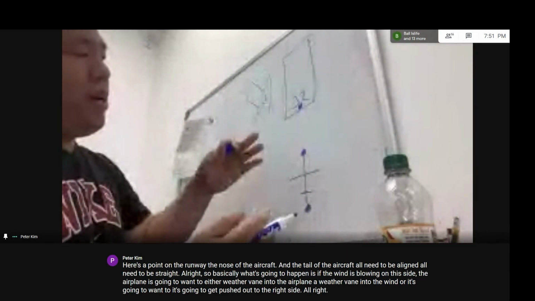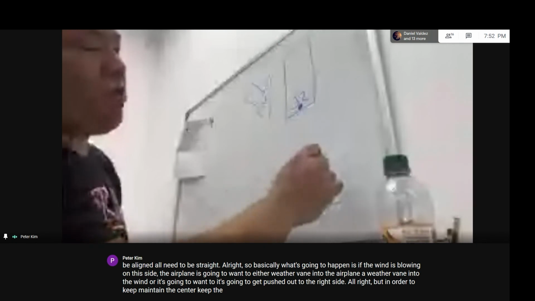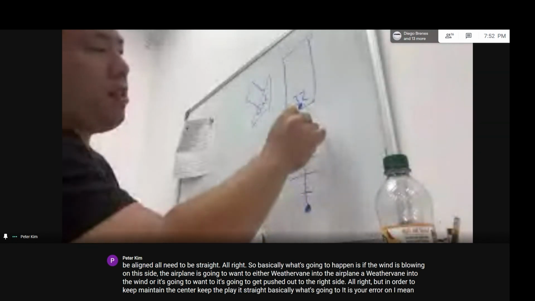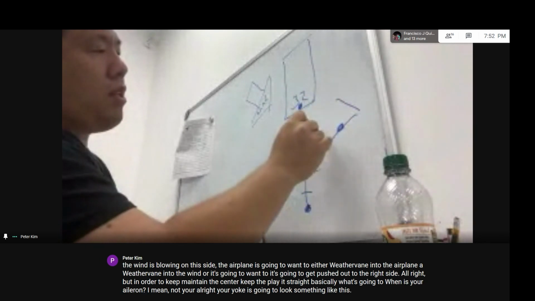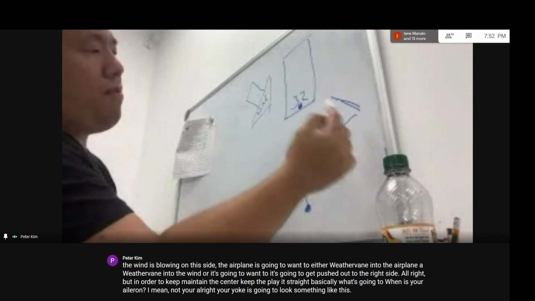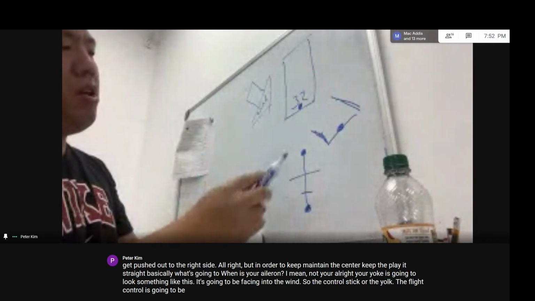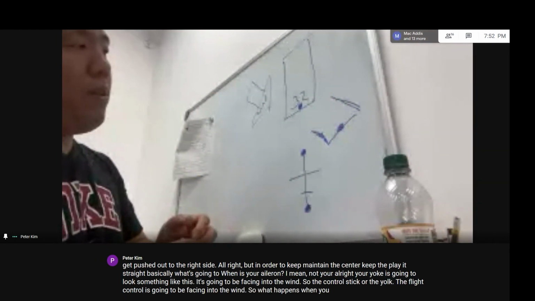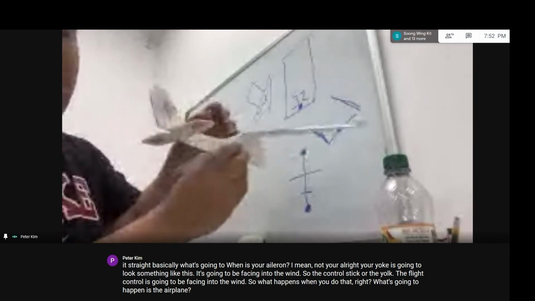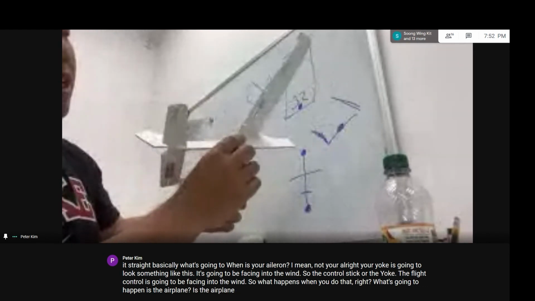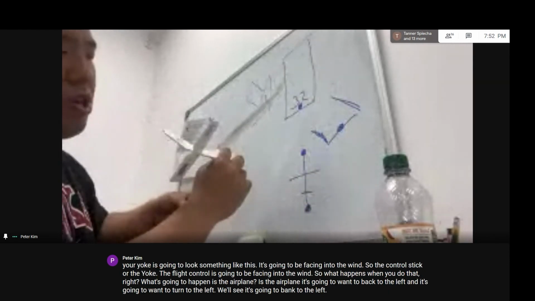But in order to maintain the center and keep the plane straight, your yoke is going to look something like this. It's going to be facing into the wind. So the control stick or the yoke, the flight control, is going to be facing into the wind. What happens when you do that? The airplane is going to want to bank to the left, and it's going to want to turn to the left.